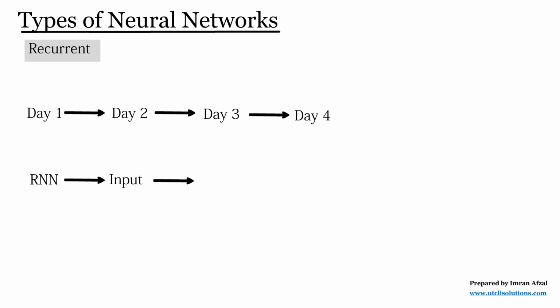Now let's learn about recurrent neural networks, or RNNs. This type of neural network is made for tasks where the current step depends on what happened before. It's different from feed forward networks because it has loops in it. These loops allow the network to remember information from earlier steps.